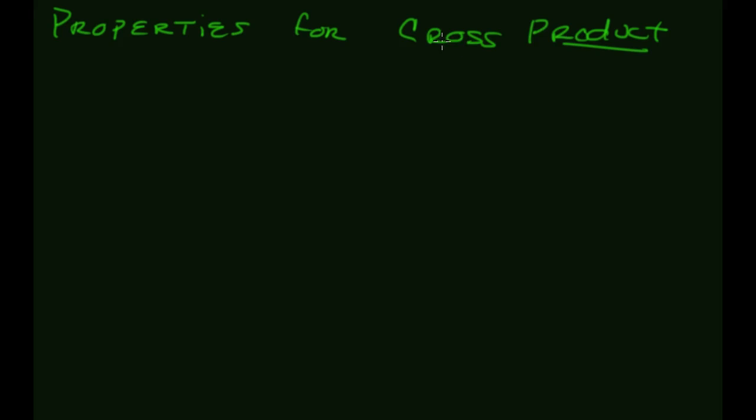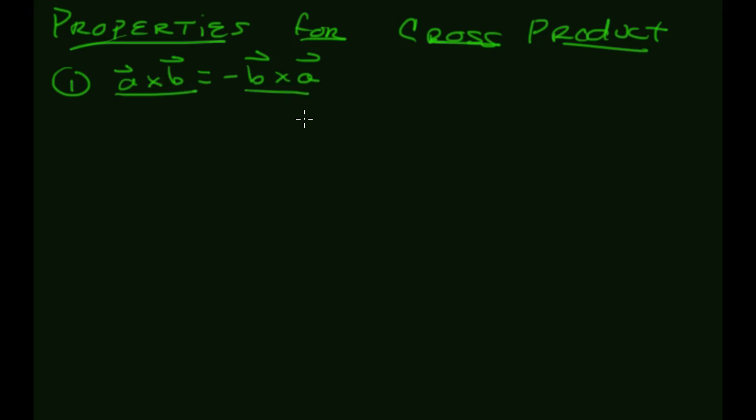Now, this is a bit tricky because the cross product is non-abelian, so right off the bat, we don't get a full commutative property. We get that A cross B is equal to the opposite of B cross A, which means that these two vectors are going to go in opposite directions. They're still orthogonal to both A and B, but one is the right hand and one is the left hand.